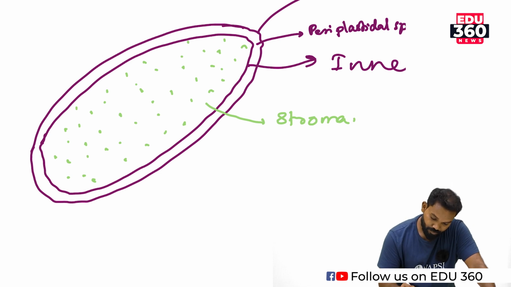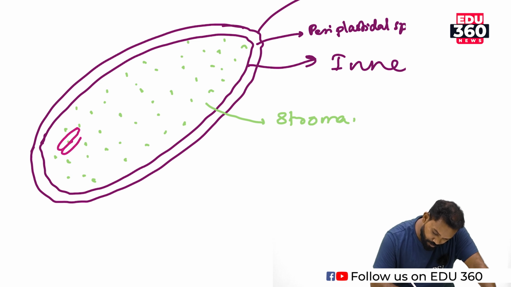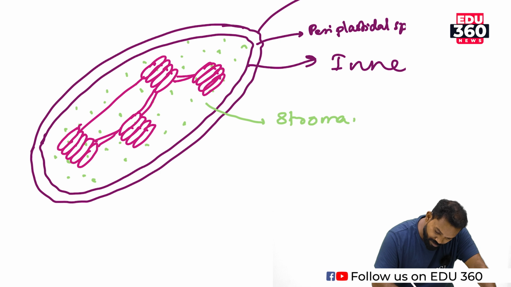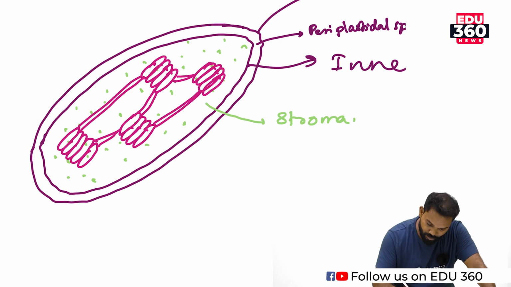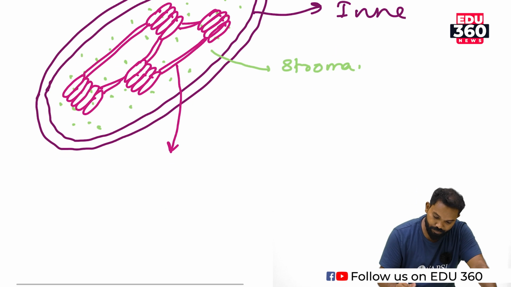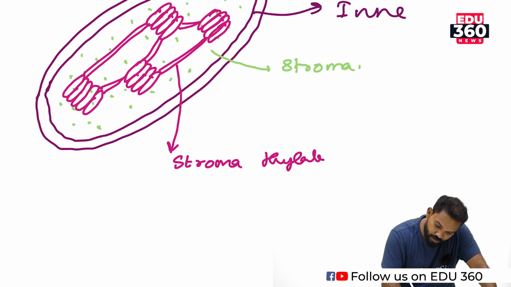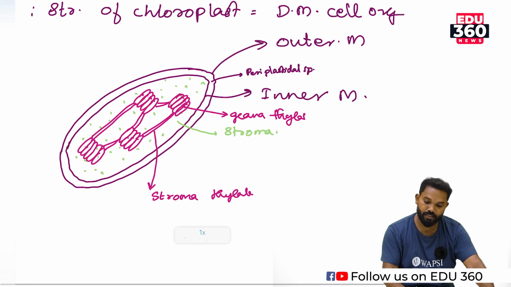Within the stroma, many flattened sac-like structures run through the stroma of the chloroplast. These are known as thylakoids. Thylakoids are of two types: stroma thylakoids and grana thylakoids. What is stroma thylakoid and what is grana thylakoid?